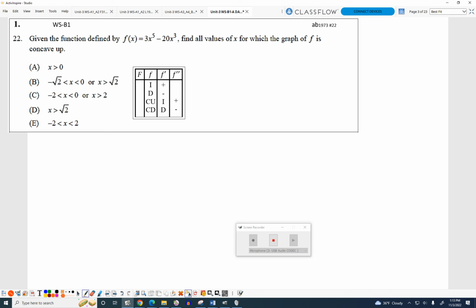Given this problem, we're supposed to figure out when F is concave up. Therefore, a great place to start is to write a sentence on your paper that will guide you through the rest of the problem. The sentence you should write is, F is concave up. I will write it shortly. So you write F is concave up.